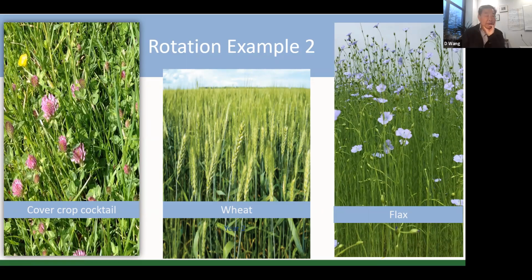And this is exactly the example we use for the nitrogen budgeting. So even if you grow a wheat with 30 bushels per acre, and with 14% of protein content, you basically use 57 pounds of nitrogen, and then the nitrogen left over from this crop still supports a good flax production.